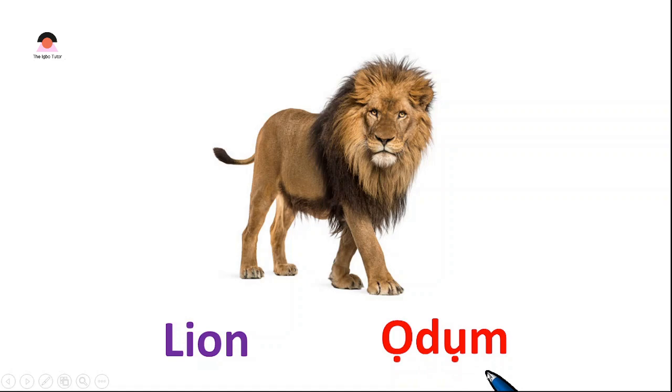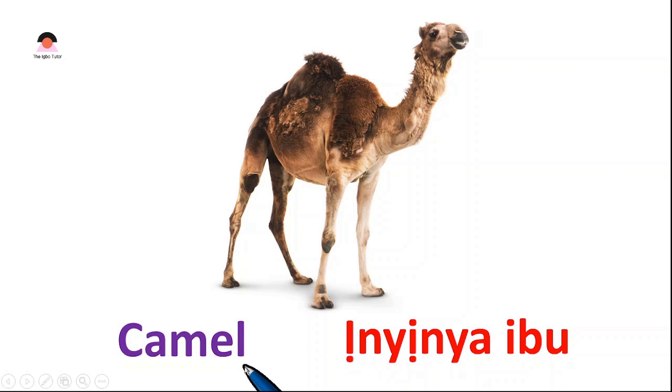We have camel next. And camel is called Inyinya Ibu in Igbo language. Inyinya is horse. Ibu is load or burden. So this is a horse for carrying load, just like we have in that of donkey. It's the same name we have for both of them.